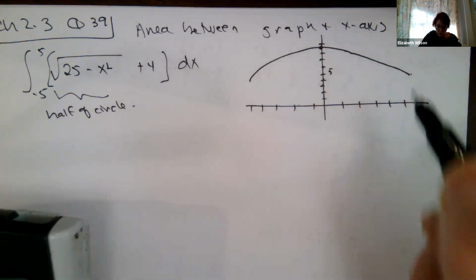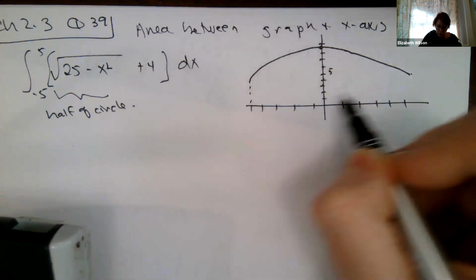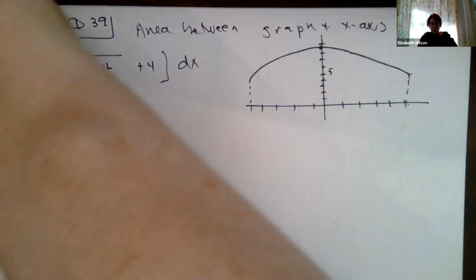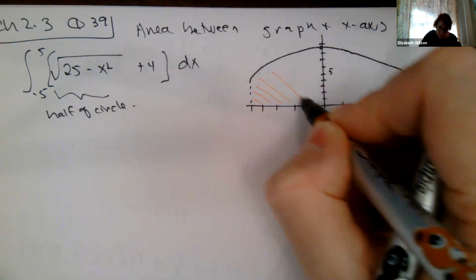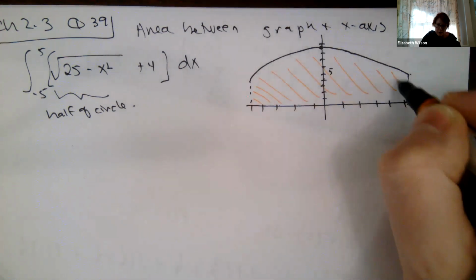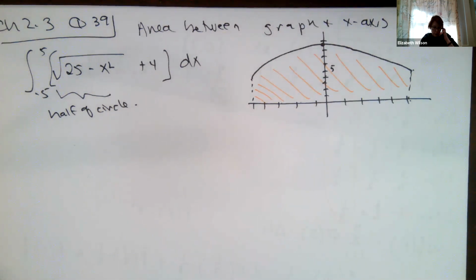So this is a half a circle. And then basically we're looking at doing this region here. I'm not drawing this very well. It's really supposed to be a circle. Okay, so that's the area that we're looking to integrate, okay? Because it's between that function and the x-axis.